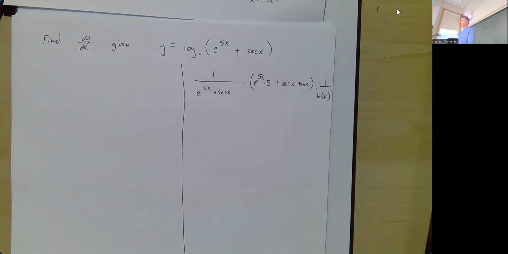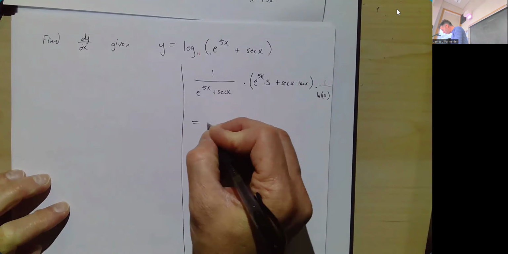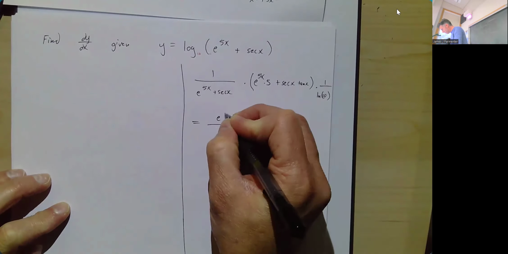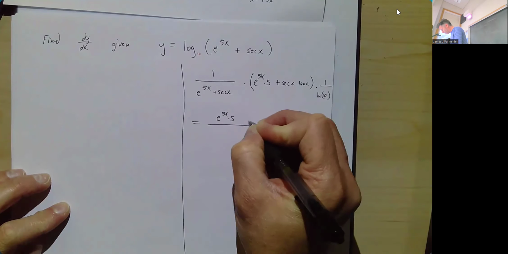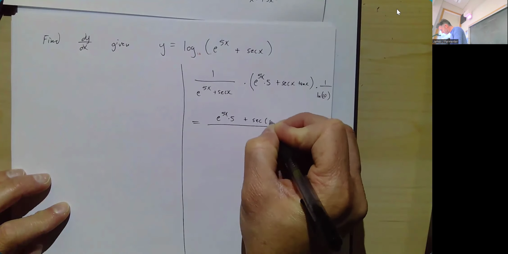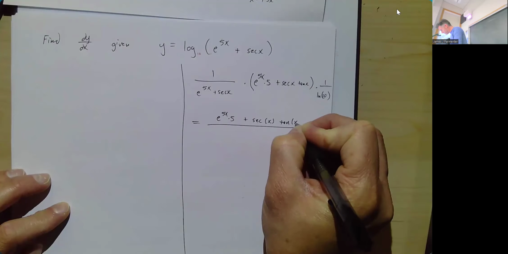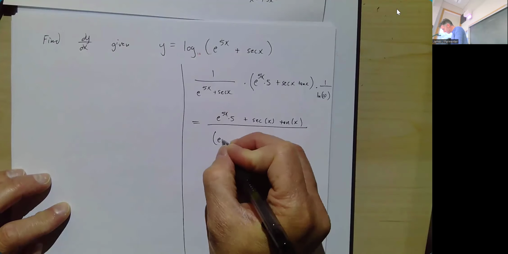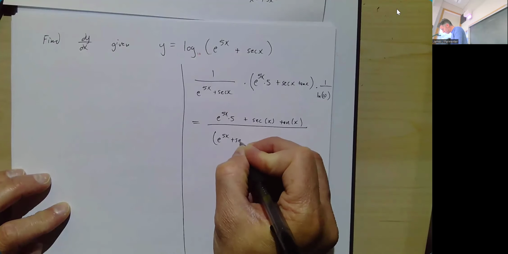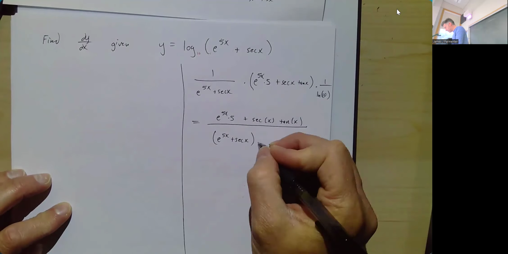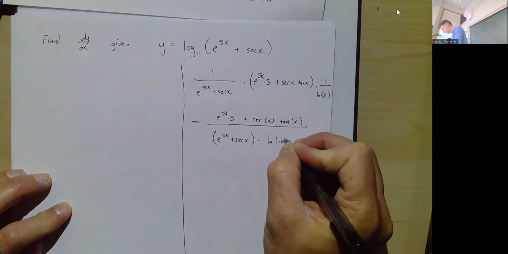That looks kind of ugly. If you wanted to make it look pretty, you could write it all like e to the 5x times 5 plus secant of x times tangent of x, divided by e to the 5x plus secant of x in parentheses, times the natural log of 10.